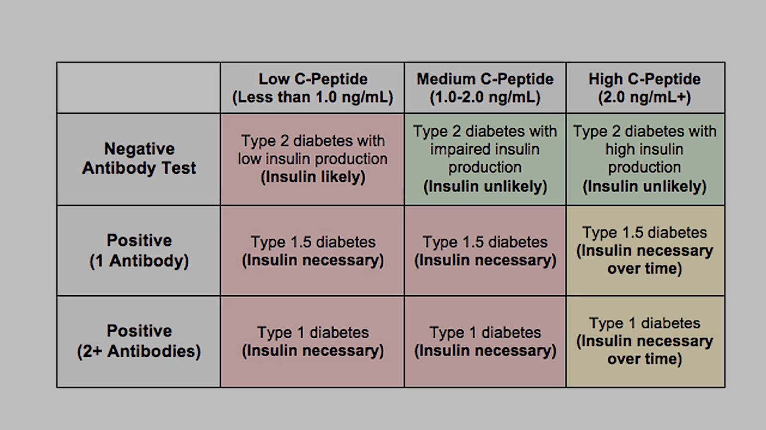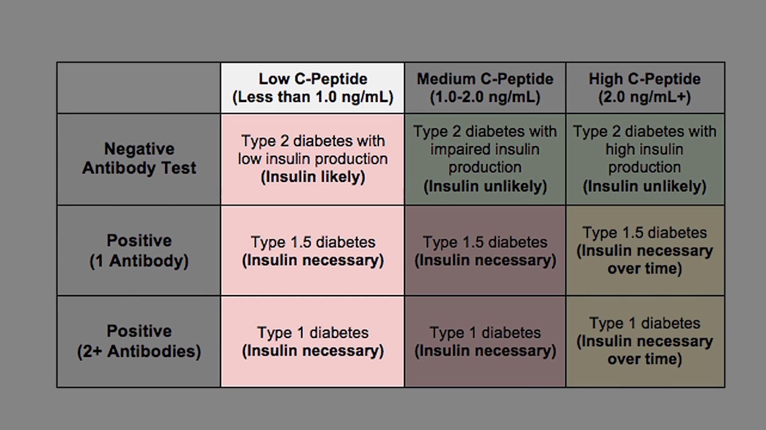Now, we recommend using the following guidelines to interpret your C-peptide test results. As you can see, your C-peptide results are best interpreted in conjunction with an islet antibody test. Interpreting the results of both tests together provides you and your doctor with the most accurate information. If your fasting C-peptide is less than 1 nanogram per milliliter, that means that your endogenous insulin production is very low, which means that you fall into one of the following 3 categories.